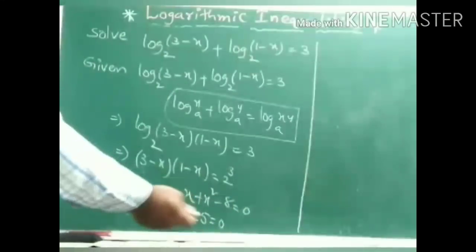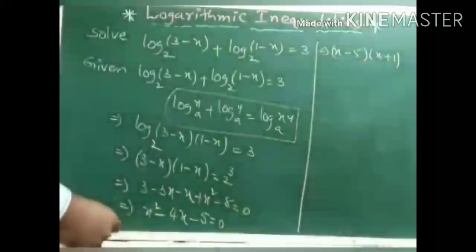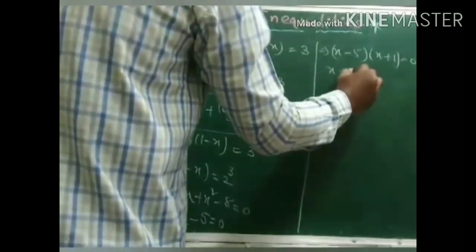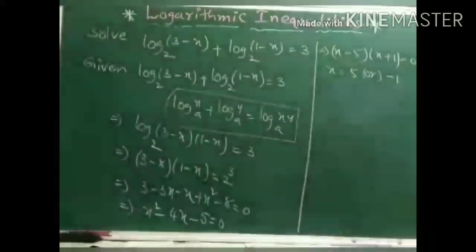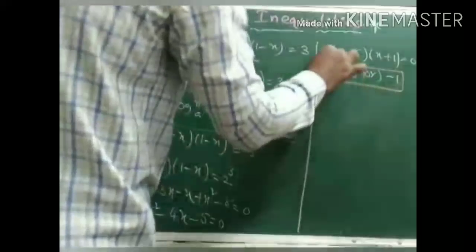Now go for factorization. The factors are (x minus 5) into (x plus 1). Just check it, is it right? Yes, of course, which is equal to 0. So on equating, we get x is equal to 5 or minus 1. So we got it here, x is equal to 5 or minus 1.